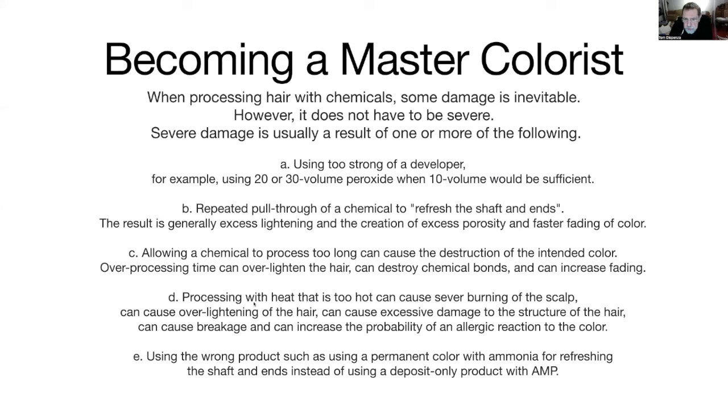Processing with heat, particularly drier heat that is too hot, can cause a whole bunch of things. First of all, it can cause severe burning of the scalp. It can cause over-lightening of the hair. It can cause excessive damage to the structure of the hair. Remember, I'm talking about processing with too high of a heat. It can cause breakage and can increase the probability of an allergic reaction. All of these things happen when you put color under a hot dryer. You increase the possibility of severe burning of the scalp.